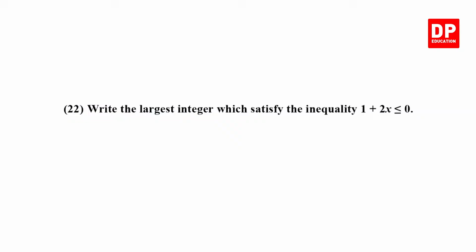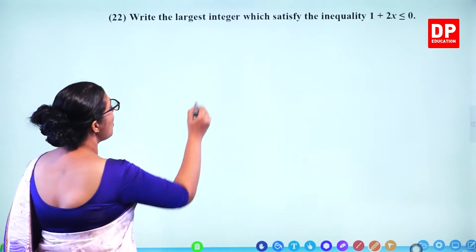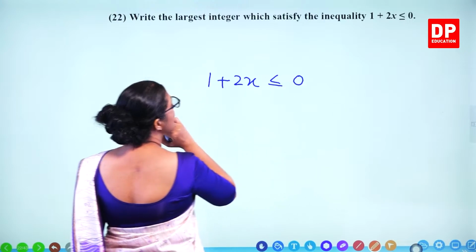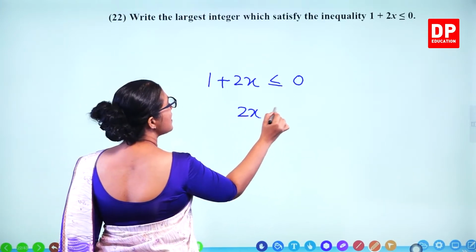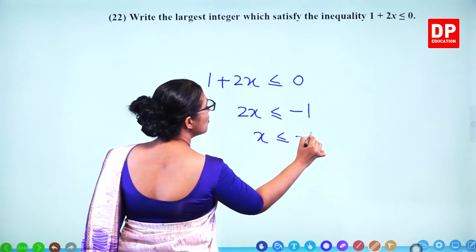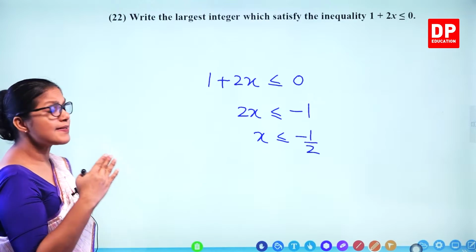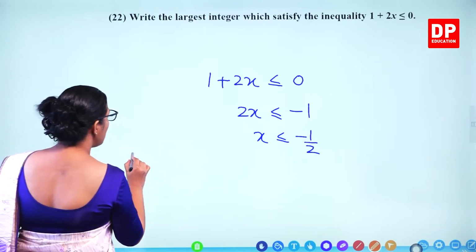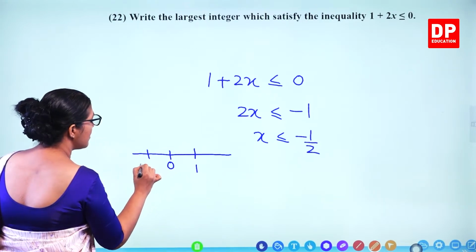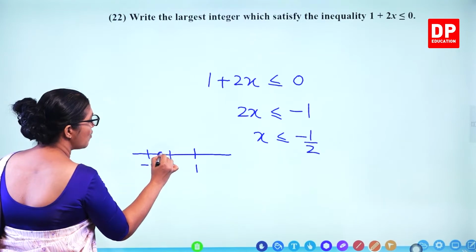Question number 22. Write the largest integer which satisfies the inequality 1 plus 2x less than or equal to 0. Take 1 to the other side. That becomes minus 1. Divide by 2. You get minus half. X is less than or equal to minus half. When you draw the number line, 0, 1, minus 1. Minus half is here. That's equal as well.